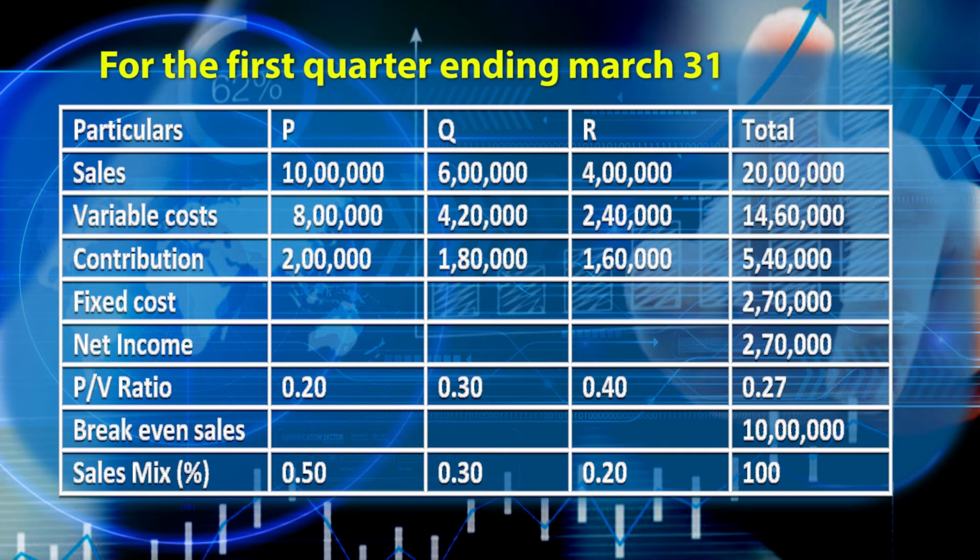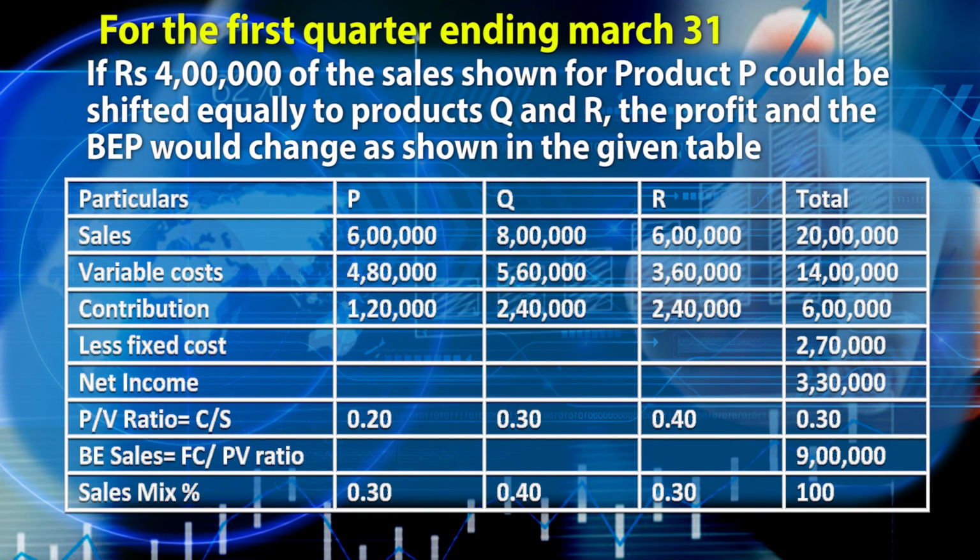The overall PV ratio is 0.27. Break-even sales is rupees 10 lakhs. Sales mix percent is 0.50, 0.30 and 0.20 for P, Q and R. If rupees 4 lakh of the sales shown for product P could be shifted equally to products Q and R, the profit and the BEP would change as shown.